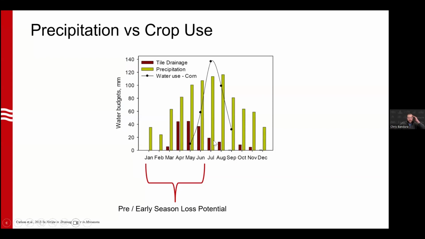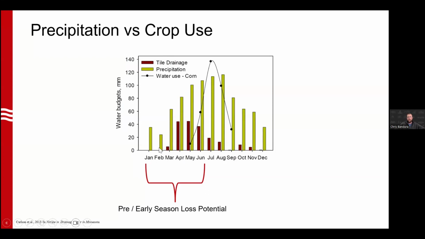So this is a figure that was taken out of some work done in Minnesota. It was a tile drainage study. We're not super interested in that aspect. It was just a nice figure showing early season precipitation patterns relative to crop water use. So crop water use is the solid black line you see here. Precipitation is the tall yellow bars.